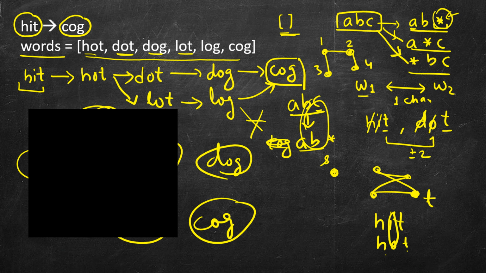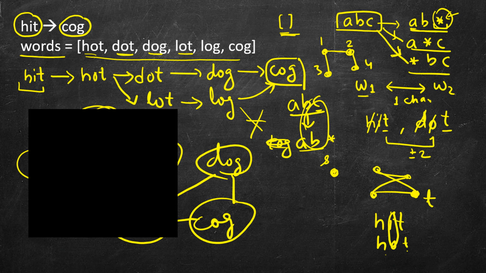Now hit is connected to hot, so there is an edge between these two. Hot is connected to lot and dot, then dot is connected to hot and lot, and similarly log is connected to dog and cog, and dog is connected to cog, and log is connected to lot. So this is the graph we are talking about.